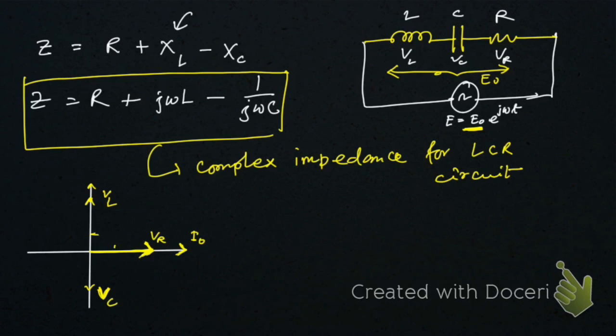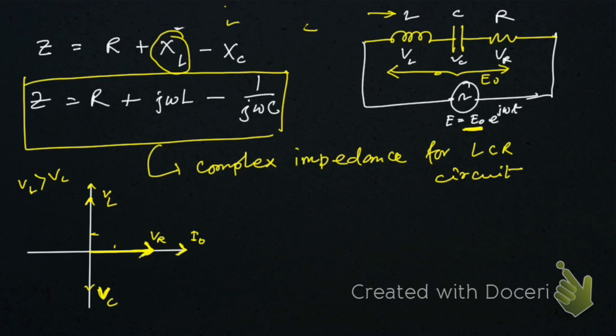Now in this case we are considering that VL is greater than VC, where VL is the voltage across the inductor, so that's why inductive reactance is written first. In case VC is greater than VL, here we have to write XC minus XL. So hope you have understood this.